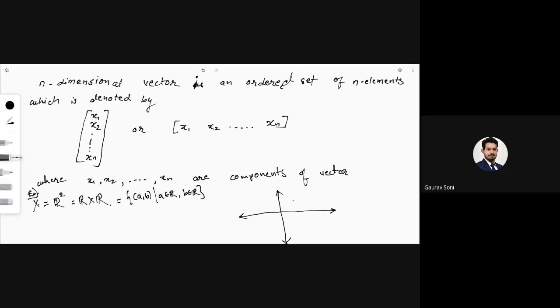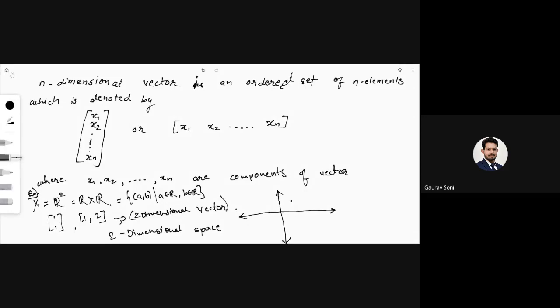When you take any point on this plane, we know that it is a vector, and that will look like, say, (1, 1) is a vector in this. I can also write this as (1, 2). So this is two-dimensional space, and this vector is a two-dimensional vector.